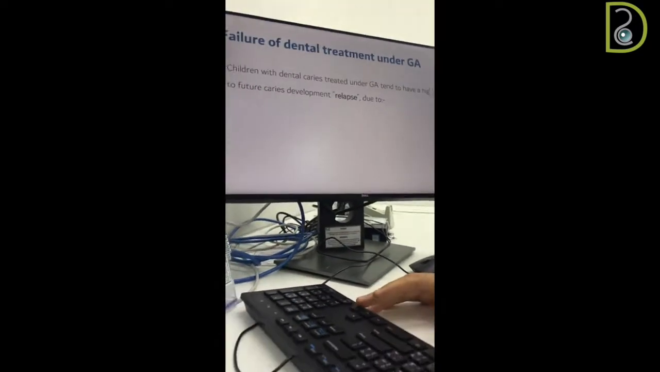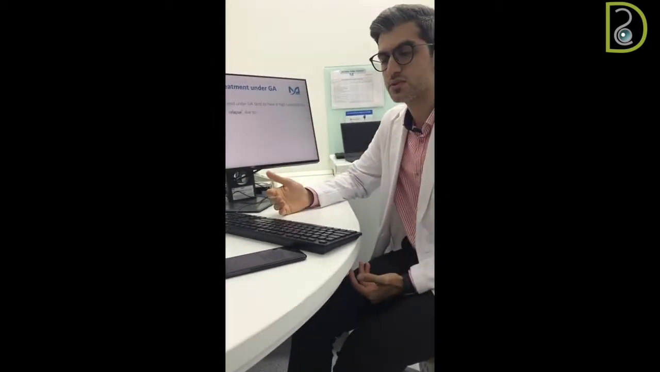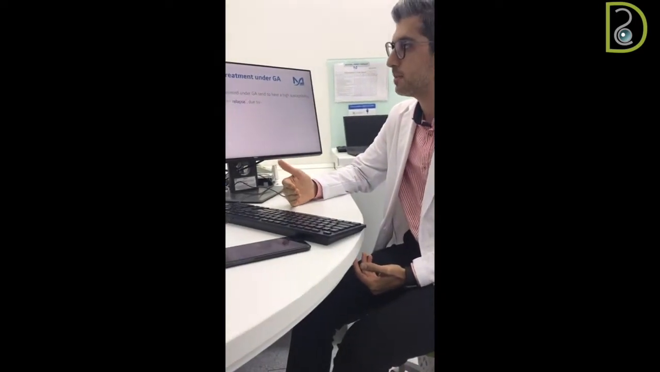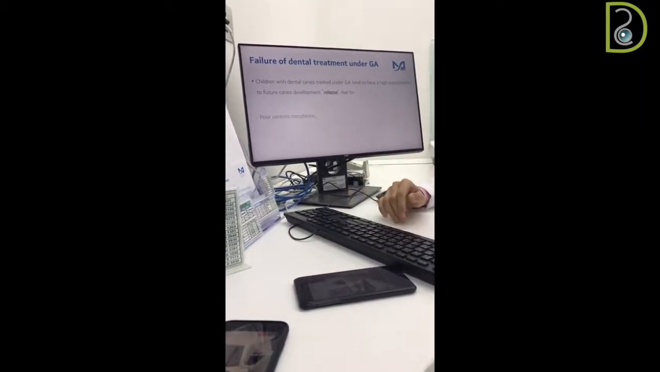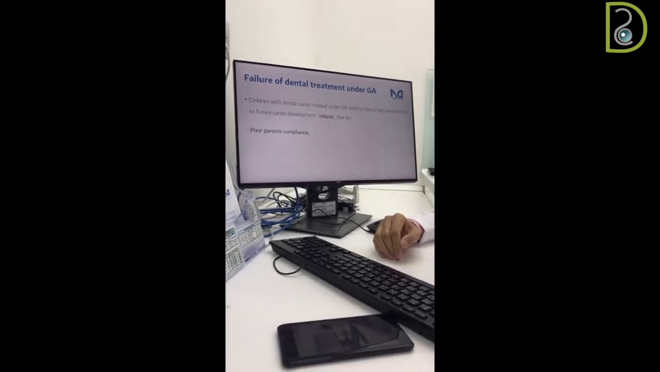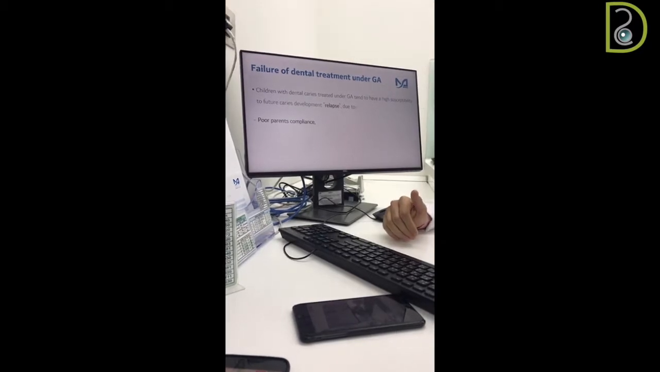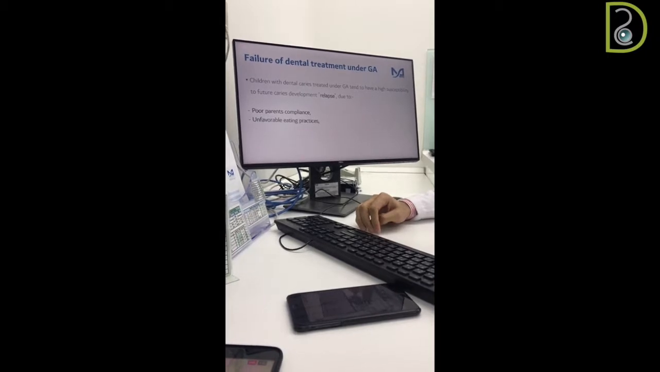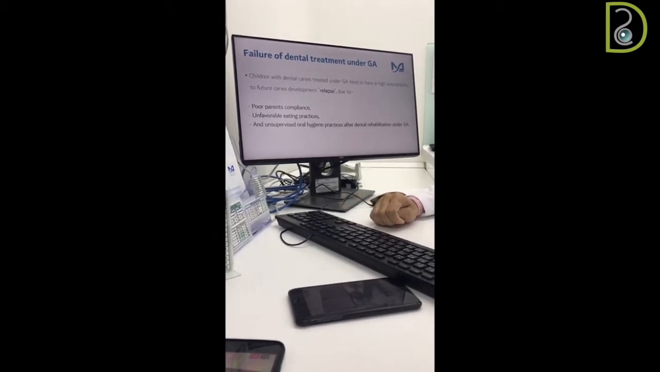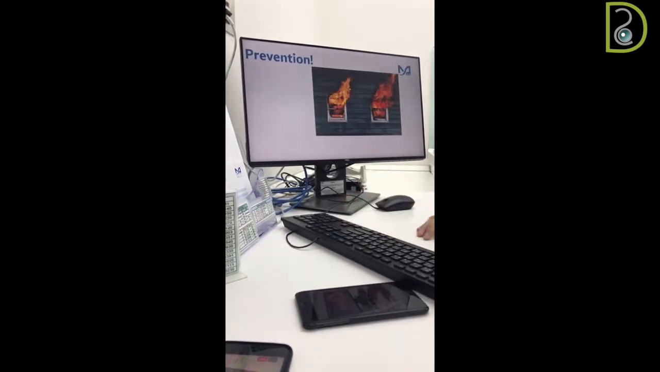Okay, so also consider the failure of dental treatment under general anesthesia. Many of the cases that we do under general anesthesia, the patients might still come back with relapse, or new caries lesions. Let's look at why these patients come back after general anesthesia and still have new caries lesions. One of the reasons is poor parents' compliance, unfavorable eating practices, and the third is unsupervised oral hygiene practices after dental rehabilitation under general anesthesia.